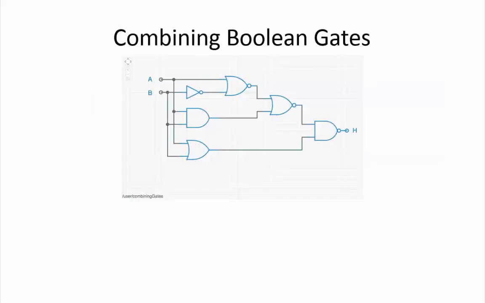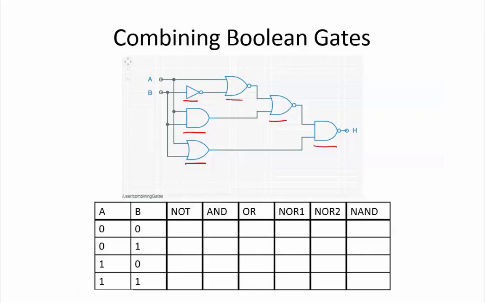The output of one Boolean gate can be used as an input to another Boolean gate, so multiple gates can be used to generate more complex functions. For example, here we have a circuit that consists of 2 inputs and 6 gates, which are an inverter, an AND gate, an OR gate, 2 NOR gates, and 1 NAND gate. In order to figure out what this combination of gates produces as its output, we can work incrementally through the circuit. We begin by enumerating all our choices of inputs for A and B.